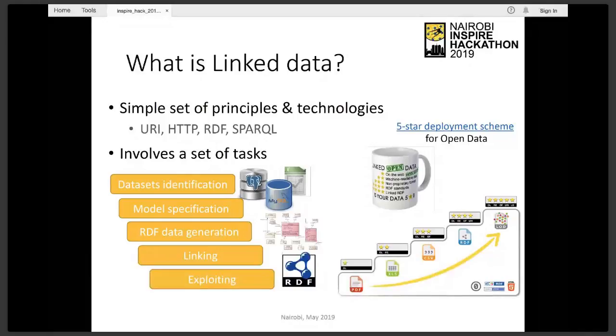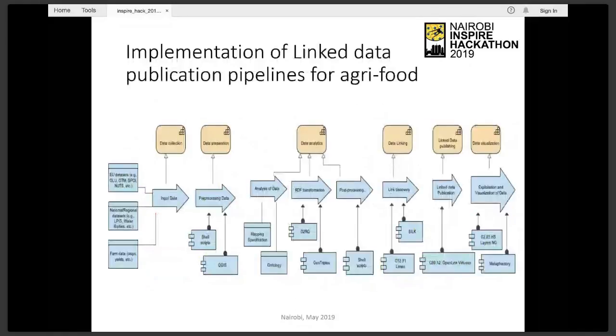Then you make the linking, and finally, you make the exploitation, the interfaces. So we have made this implementation of linked data using pipelines for publication in Agri-Food. And we have done this for many, many different types of data sources, like geospatial data, statistical data, farm data, and so on. And we follow a set of steps like pre-processing data, analysis of the data to specify the model, to make the mappings.